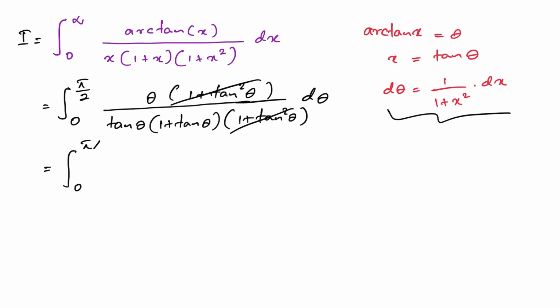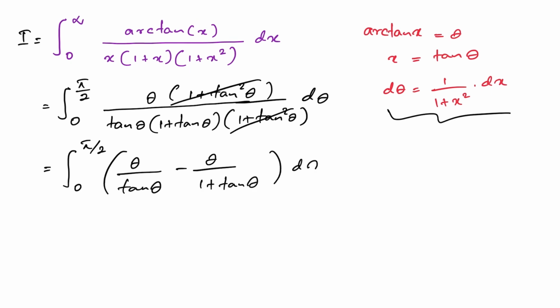Now I'm going to simplify a little bit. From 0 to pi over 2, here we can write theta over tan of theta times 1 plus tan of theta, and tan of theta gets cancelled. So here theta over 1 plus tan of theta d theta. Now we can see theta times 1, then theta tan theta, and here also theta tan theta gets cancelled, so we will have the previous function.